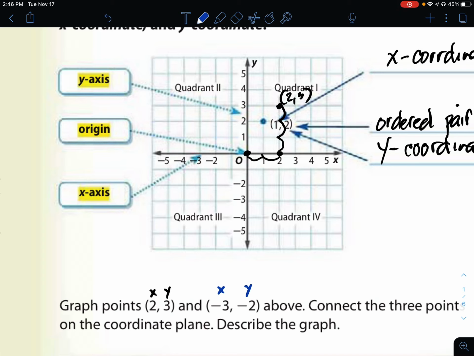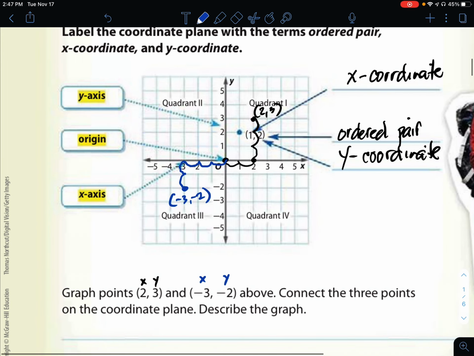Okay? So we go to -3, 1, 2, 3. That's -3. And we go down to -2, 1, 2. So this is -3 and -2. Okay? So now it says here, connect the 3 points on a coordinate plane, describe the graph.